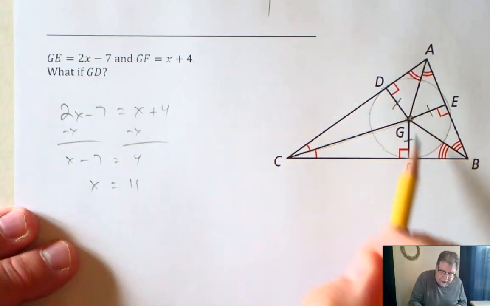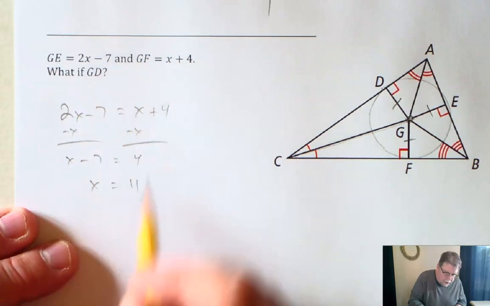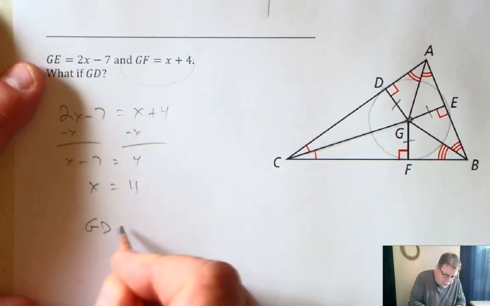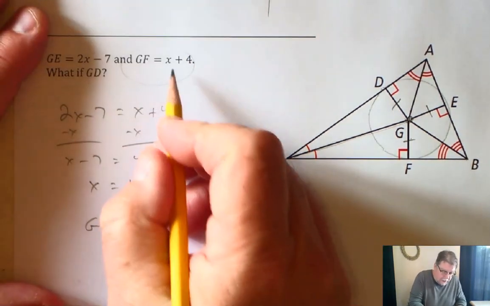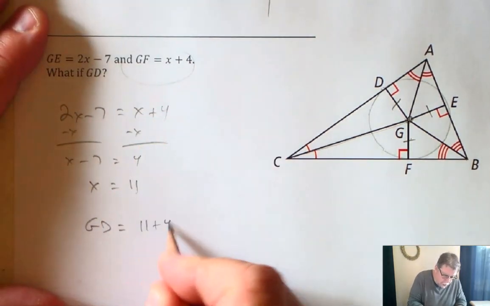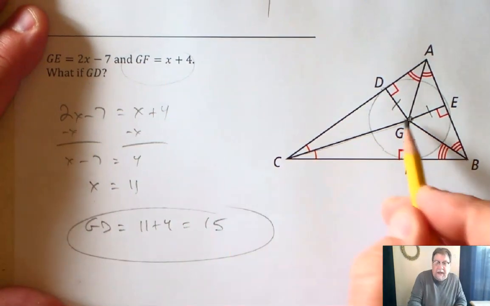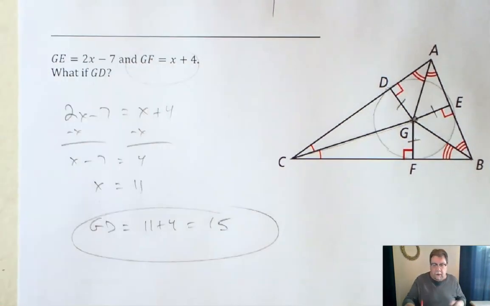What is that length? Well, it's the same as all the others, so I'm just going to pick one of these. I'll pick this one, and I'll plug 11 in there. So GD would be the same length as x plus 4, or 11 plus 4, which is 15. So all the segments are actually 15 units long, and so is segment GD. And there's your examples for section F3.